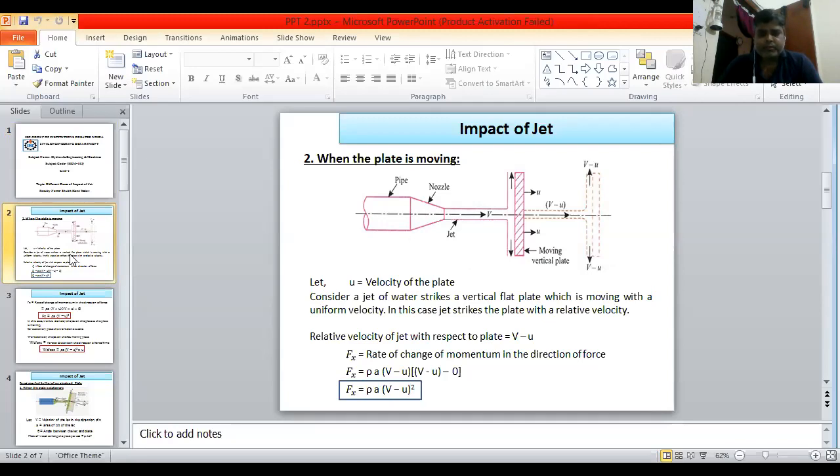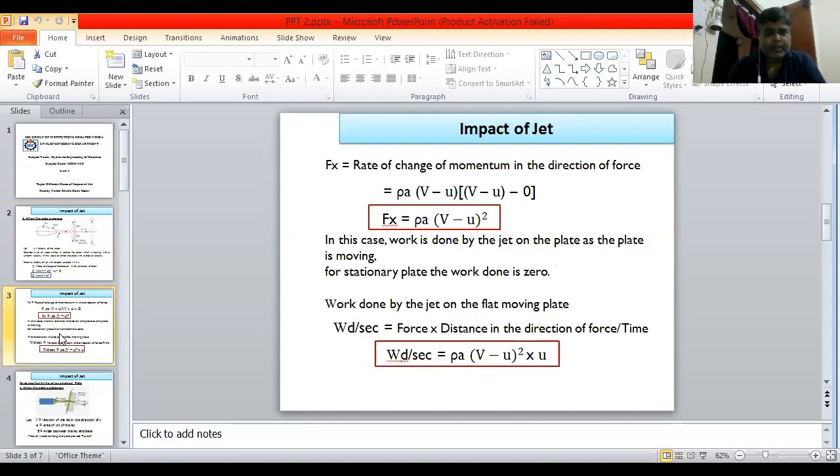Then Fx is equal to the rate of change of momentum in the direction of force. That means Fx is equal to rho a (v minus u) times initial velocity minus final velocity. In this case also the final velocity will be 0. Hence the initial velocity is v minus u. That means Fx is equal to rho a (v minus u) whole squared. Fx is equal to the rate of change of momentum in the direction of force, which is also written as rho a (v minus u) times (v minus u minus 0). That means Fx is equal to rho a (v minus u) squared.